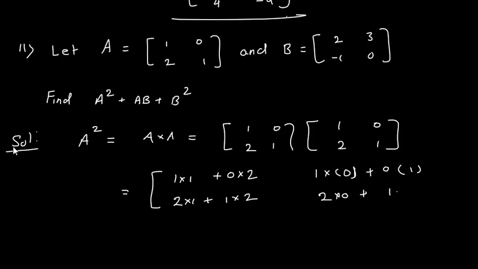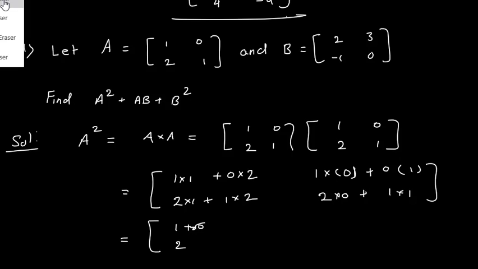So 1 into 1 is 1 plus 0. Here it is 2 plus 2. So we can write direct calculation. Here 1 plus 0 is 1, and here it is 2 plus 2 is 4. Write it as 4. And here 1 into 0 is 0, 0 into 1 is 0, so this is 0, and this is 0 plus 1, so that is 1. So this is A square.